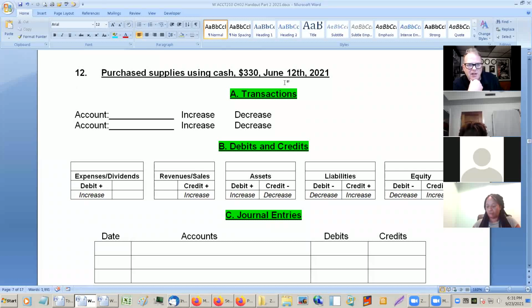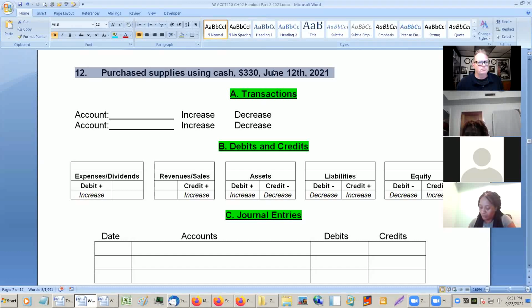Okay, 12, purchase supplies using cash, 330. What accounts? Cash and supplies. Yep. Okay.